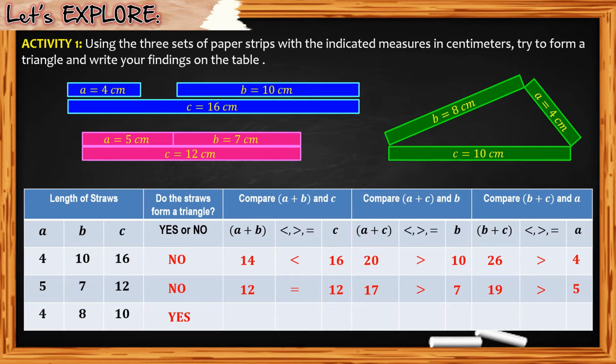Now for the last set, we have A plus B. A is 4 plus B is 8, the result is 12, and 12 is greater than C, which is 10. Next, A plus C. A is 4 plus C is 10, the result is 14, and 14 is greater than B, which is 8. And for the last, B is 8 plus C is 10, the result is 18, and 18 is greater than A, which is 4. Now, when do the straws form a triangle? Based on the comparison, we have the inequality symbol greater than.